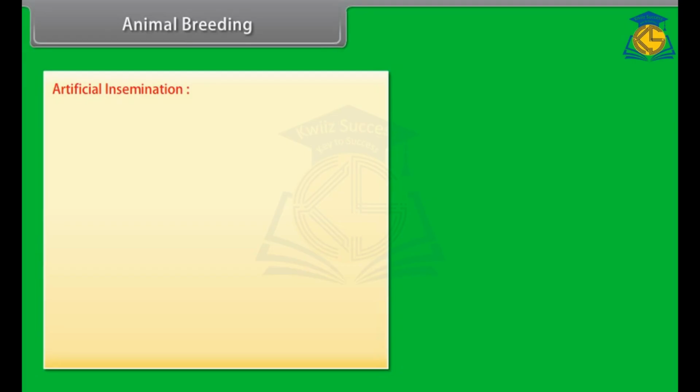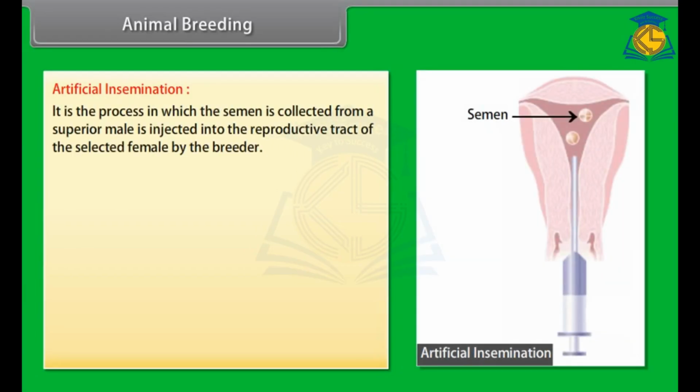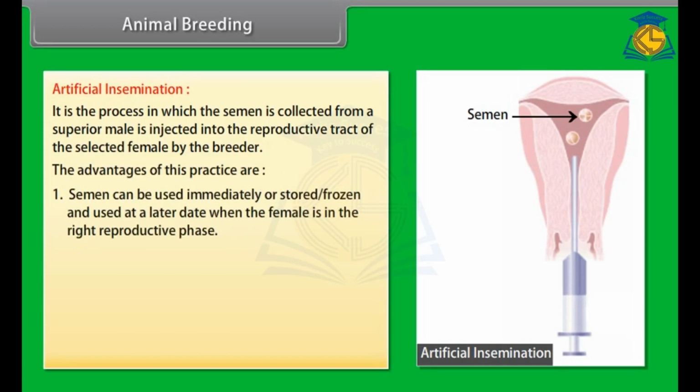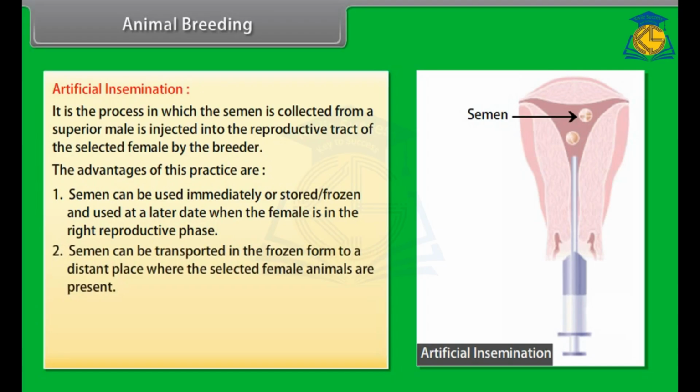Artificial insemination. It is the process in which the semen is collected from a superior male, is injected into the reproductive tract of the selected female by the breeder. The advantages of this practice are: number 1. Semen can be used immediately or stored or frozen and used at a later date when the female is in the right reproductive phase. Number 2.